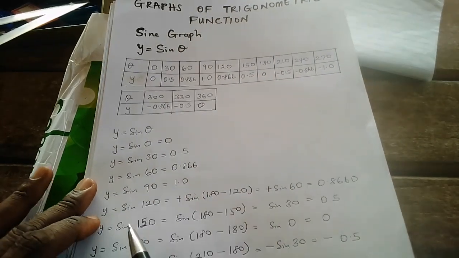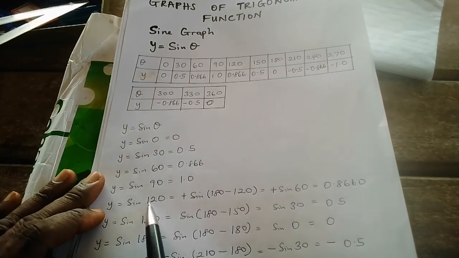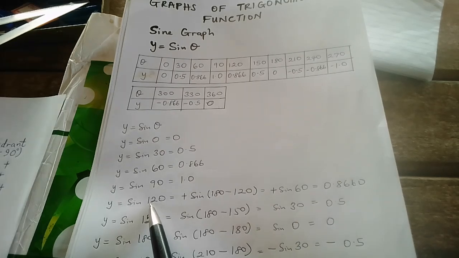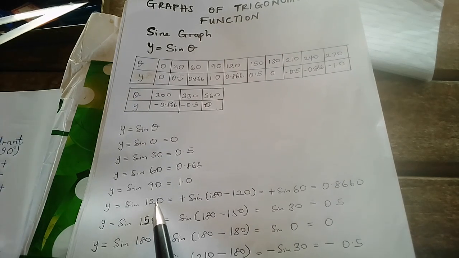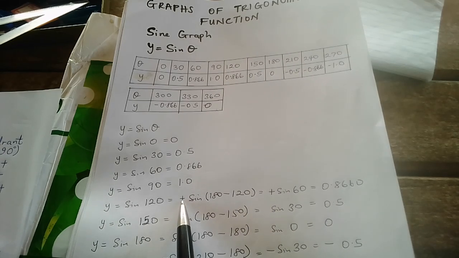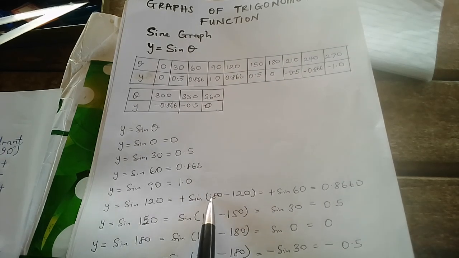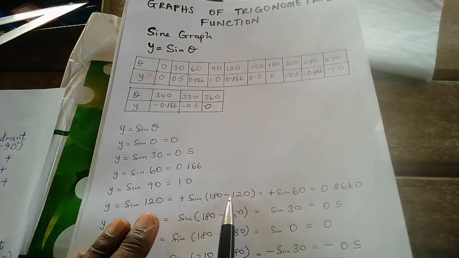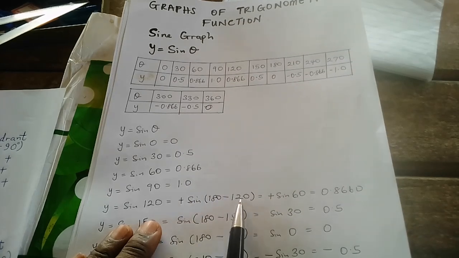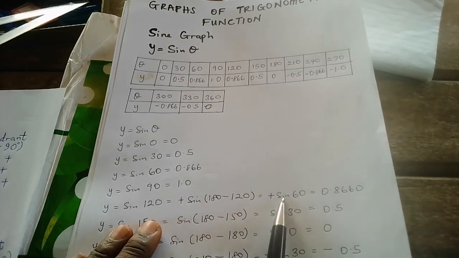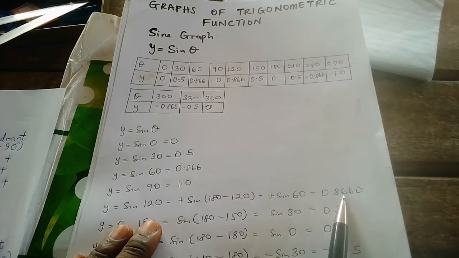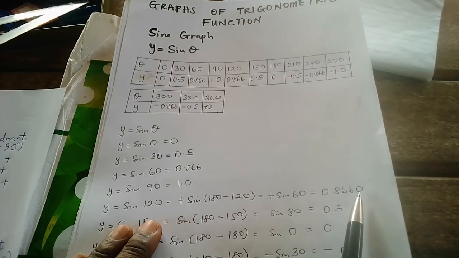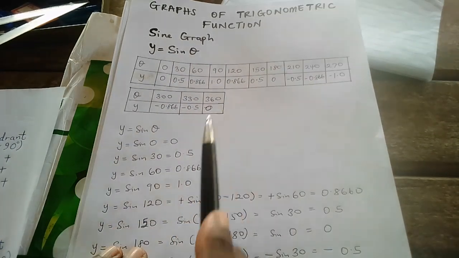Then when theta is 120, you realize that we will be in the second quadrant, and sine in the second quadrant is positive. The equivalent of 120 in the second quadrant is 180 minus 120, which is 60. And sine 60 is 0.866. Since it is positive, it is plus 0.866. So you put it here in the table.